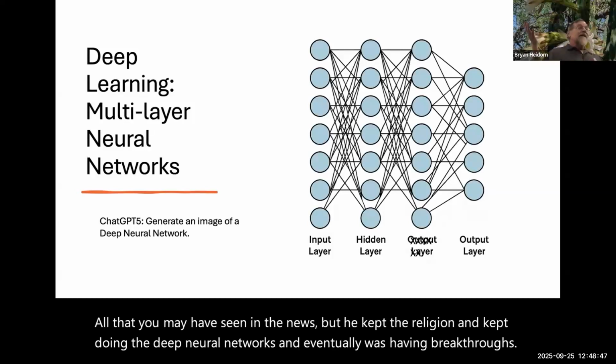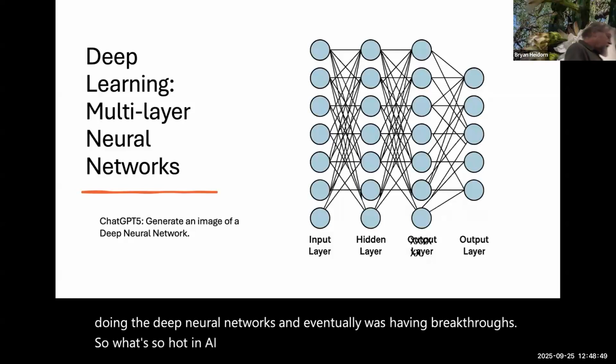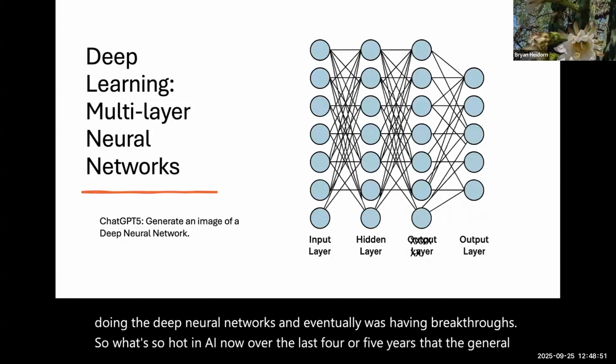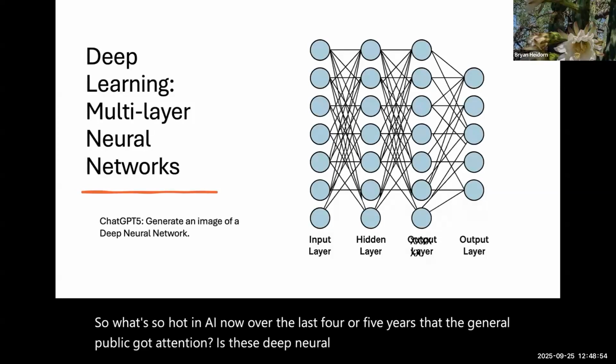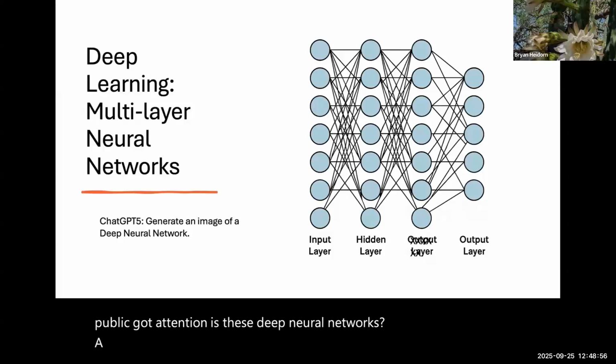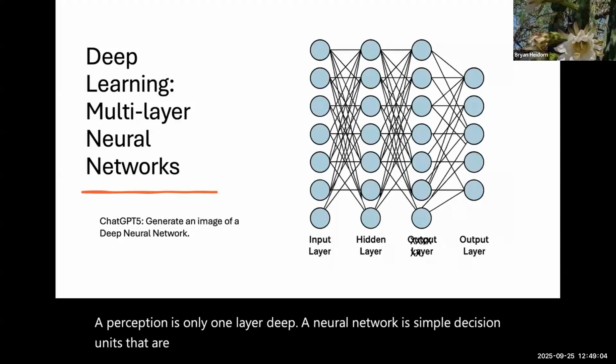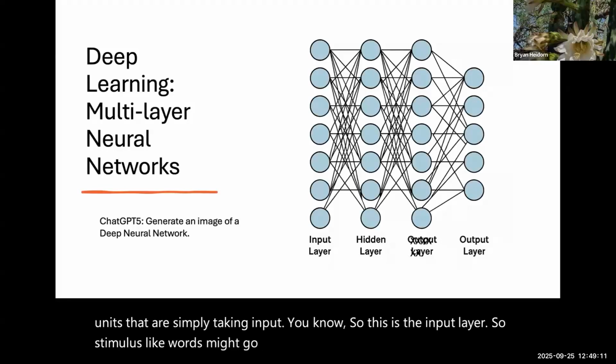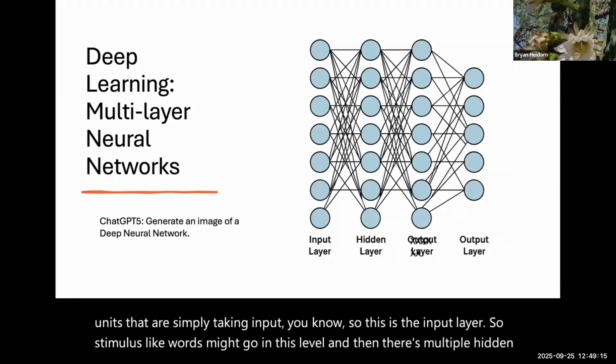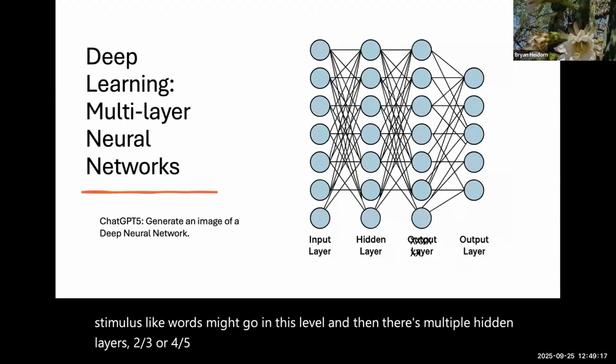So what's so hot in AI now, over the last 4 or 5 years, that the general public got attention is these deep neural networks. A perceptron is only one layer deep. A neural network is simple decision units that are simply taking input, so this is the input layer. So stimulus like words might go in this level. And then there are multiple hidden layers, 2, 3, or 4, 5, and then an output layer where you want the results to come.